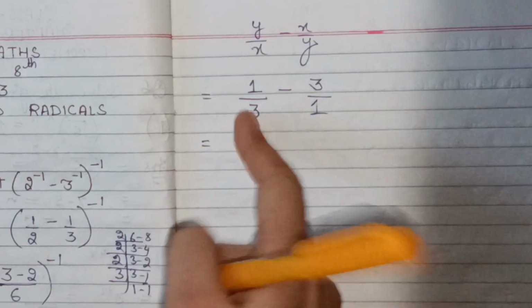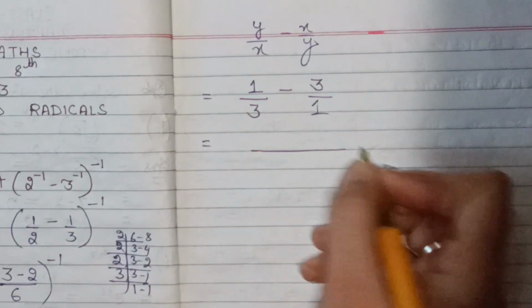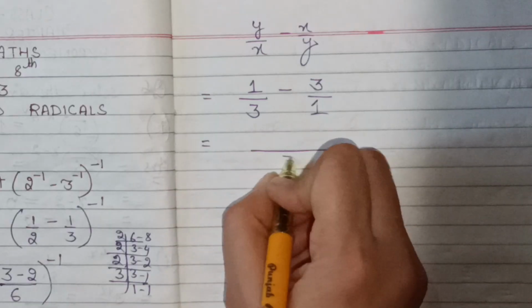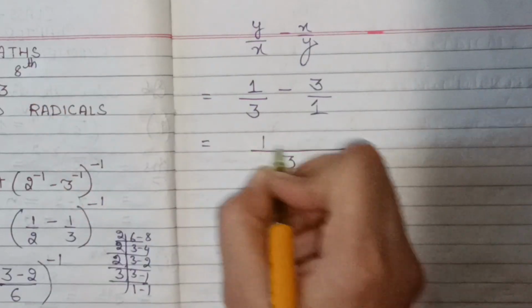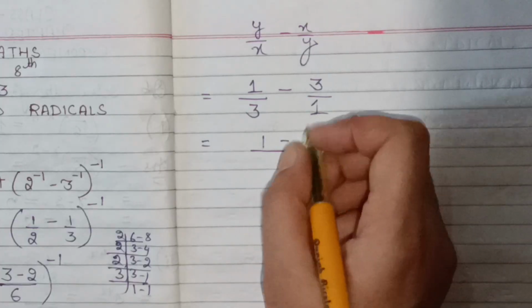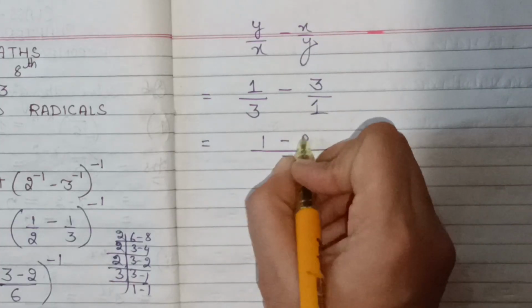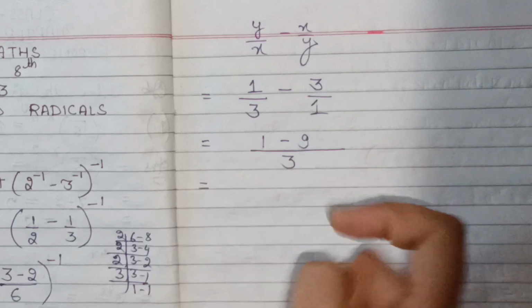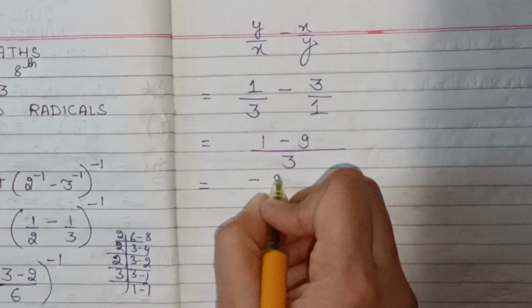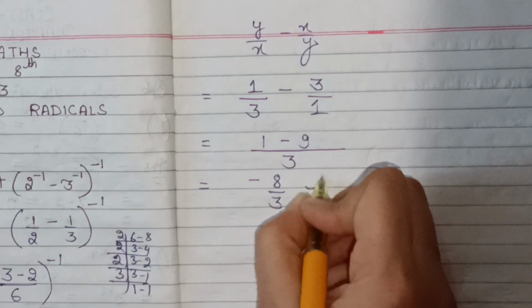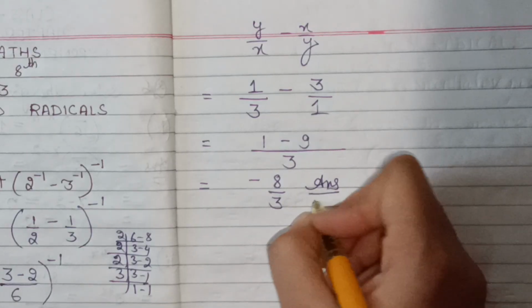Now I take the LCM. The LCM of 1 and 3 is equal to 3. 3 ones are 3, 1 ones are 1, minus 1 threes are 3 and 3 threes are 9. Now 1 minus 9 is equal to minus 8 upon 3. This is our answer to this question.